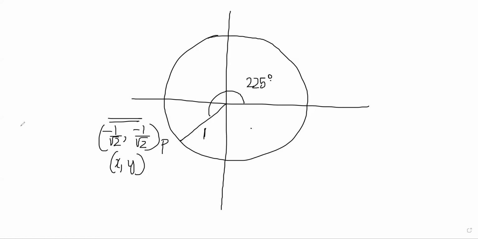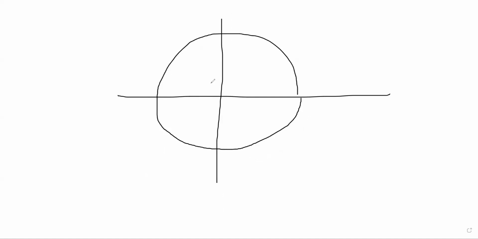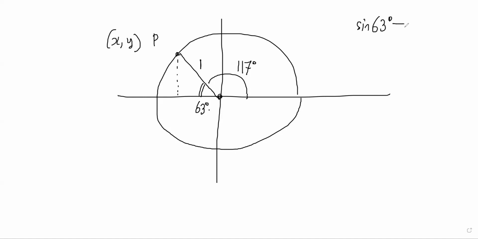But in a different setting, it might not be so easy. Suppose I told you the point was at 117 degrees. What is the x and y now? The reason it is not so easy now is because we don't know the value of this 63 degrees, right? Yes. But if you check your calculator, you will be able to find sine 63 and cos 63 values. Do you understand what I'm saying?